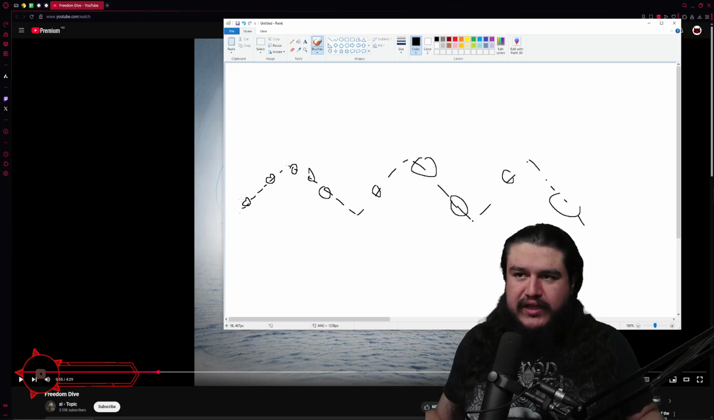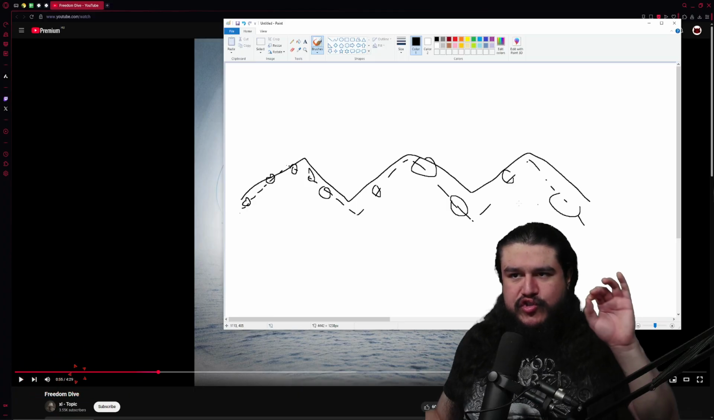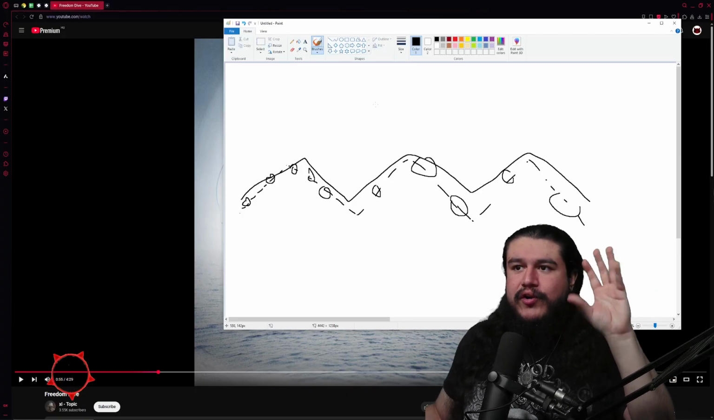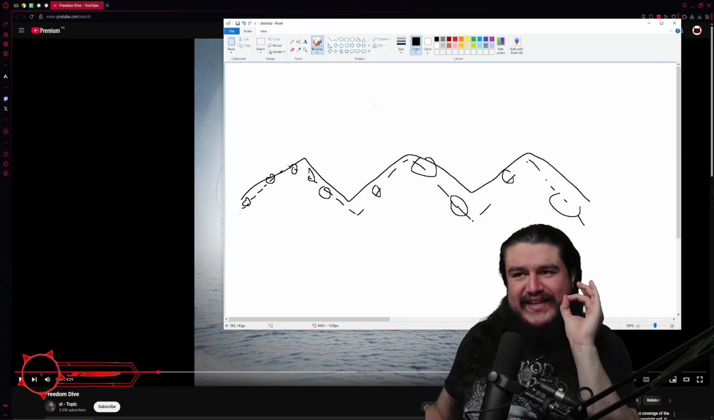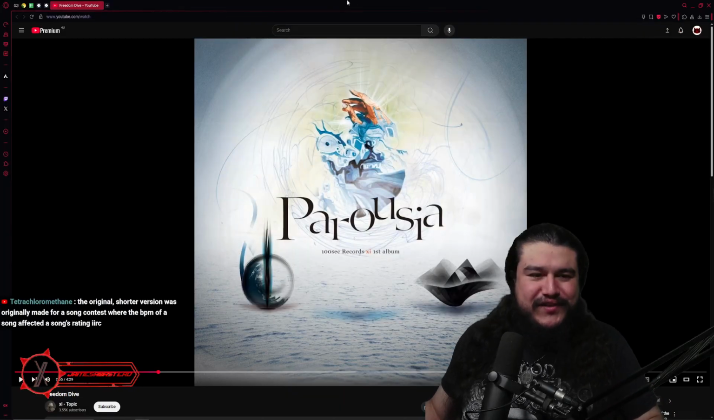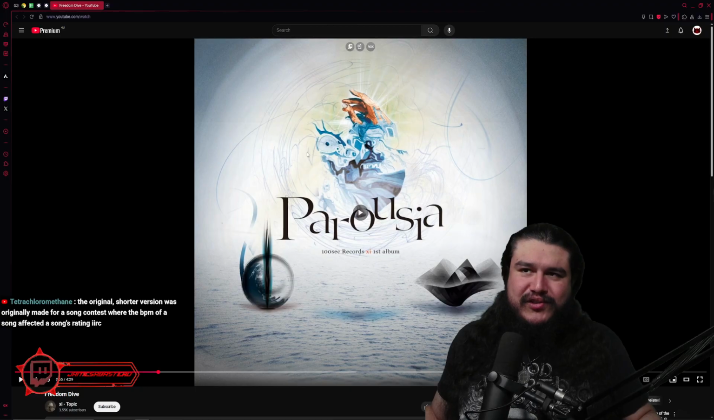So we're still getting the overall same shape of the melody, but because we are just now selecting some of those notes and highlighting them and playing them louder, we are still technically using the motif, even though it's a very, very different sounding melody. The original shorter version was originally made for the song contest, where the BPM of a song was affected by a song's rating. Well then, interesting. So yeah, let's see where this goes.